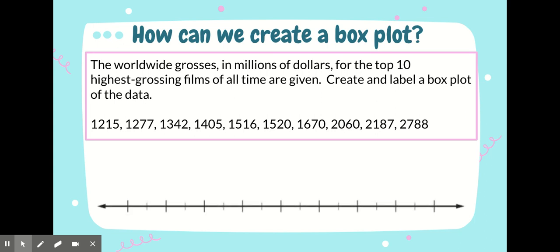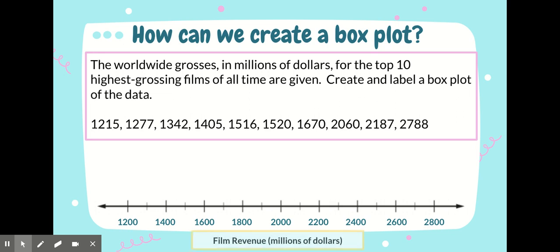We're going to start similarly to the dot plot by making a number line. I'm going to list increments of 200, and that's just what I chose. As long as you have a little bit lower and a little bit higher than your lowest and highest values, you're good to go. You also want to always have a title, film revenue in millions of dollars. We're going to start by finding the minimum and the maximum.